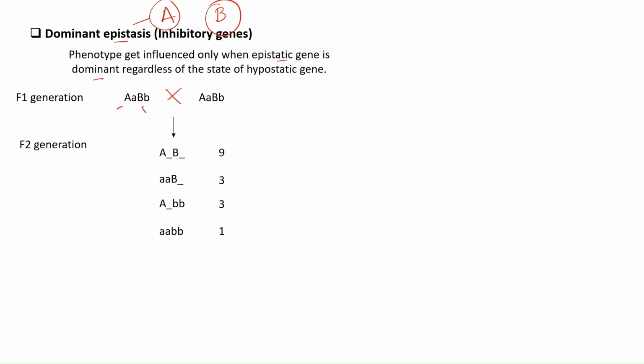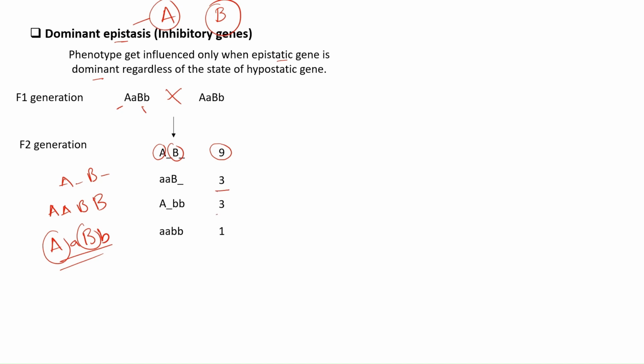Again, I am telling you, this 9 is for the complete dominant phenotype, when both the characters are dominant. That means at least one allele should be present in the dominant form, then only the character will get expressed. So this 9 is for A dash B dash. That means if we write AABB, then also the phenotype will be the same, because at least one dominant allele is present. So this 9 is for the dominant phenotype.